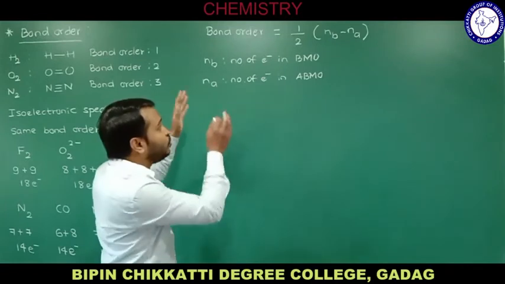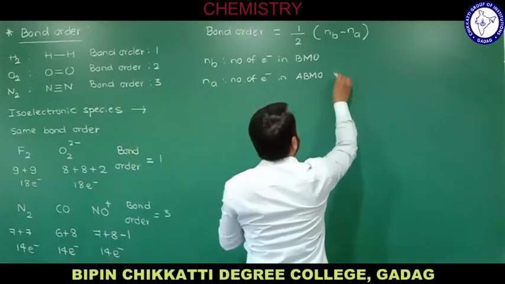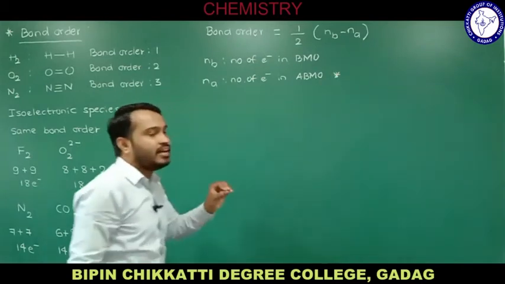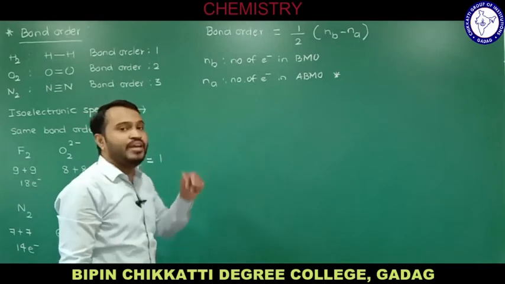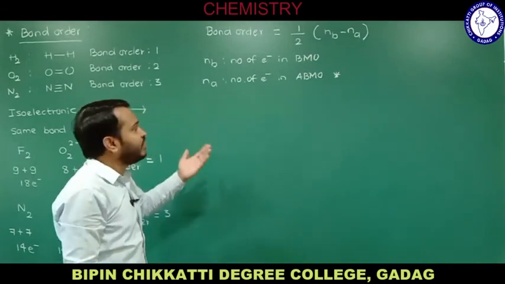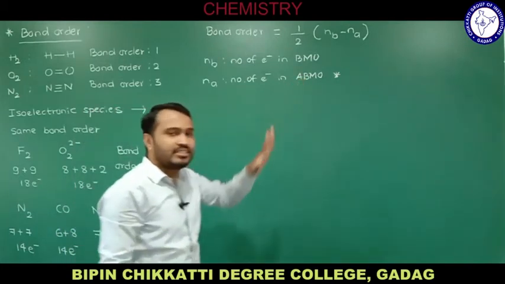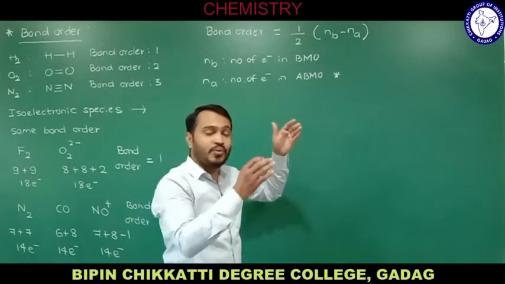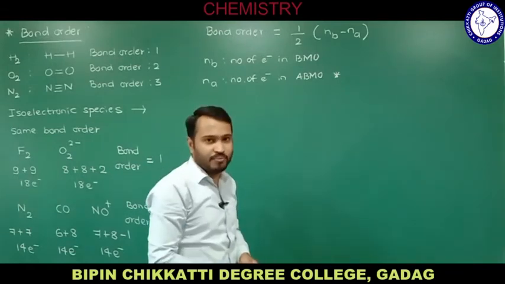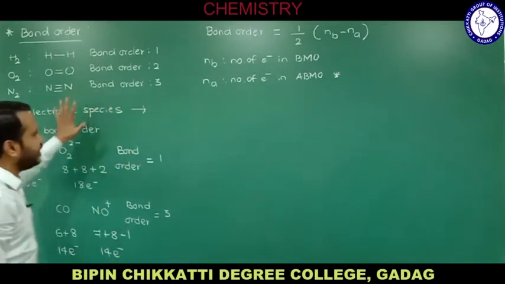I told you how to identify BMO and ABMO. In the molecular orbital, ABMO is represented by this star, and for BMO we just write sigma or pi, and sometimes we can write B also. It is left to us; we can consider any one out of these two. Remember, if you have a star, that stands for an anti-bonding molecular orbital, whose energy will be quite high, and that is quite unstable when compared to BMO. So this is the bond order formula you need to remember, and that is the theory related to it.